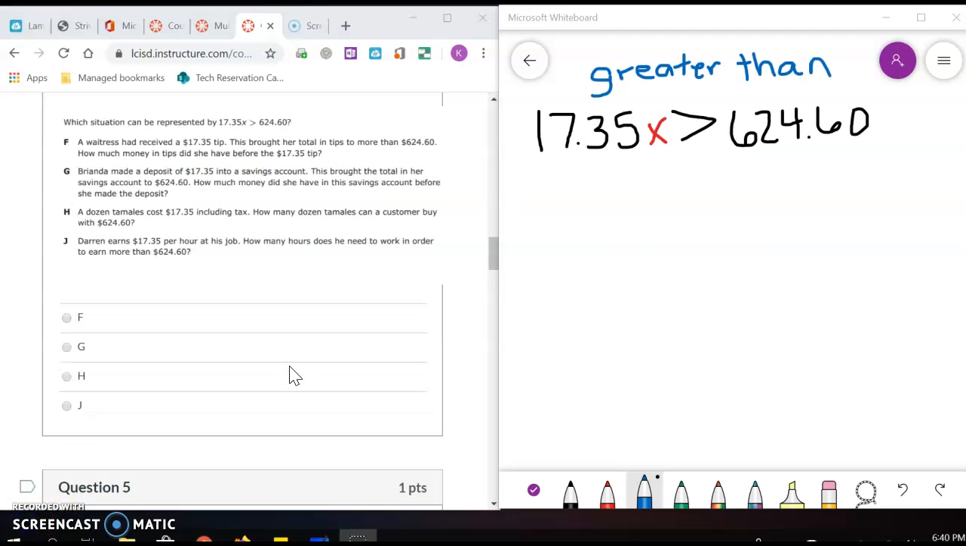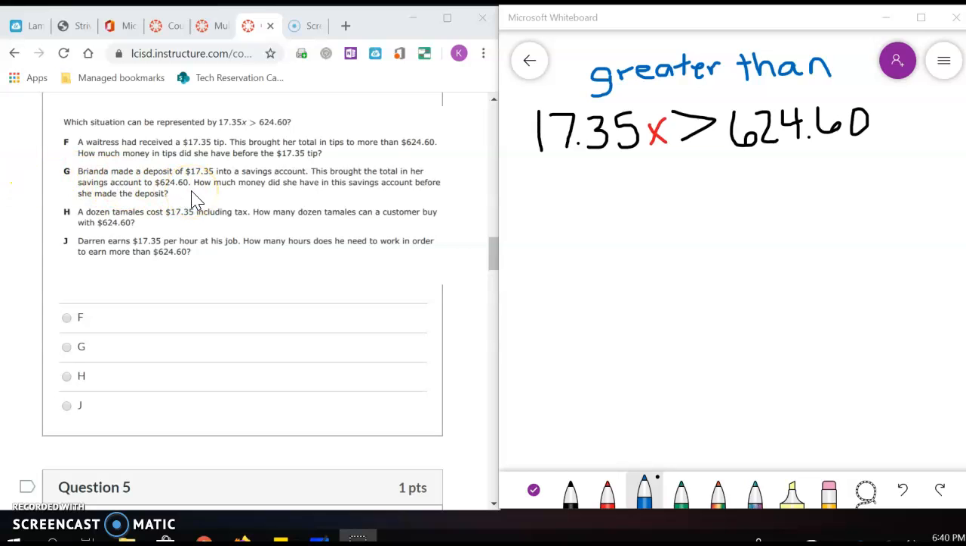This next one is probably one of the trickiest types of questions. So we're given an inequality. 17.35 times x is greater than 624.60. Now we're looking at our situations to see which one would fit. F says a waitress had received a $17.35 tip. That brought her total in tips to more than $624.60. We should know that if we get a tip, we're adding that to the rest of our money, not multiplying it. So F is no good.